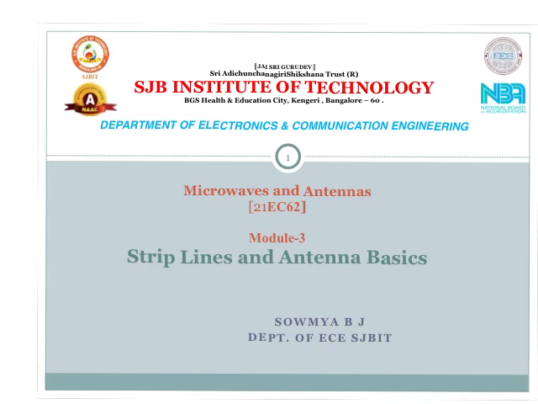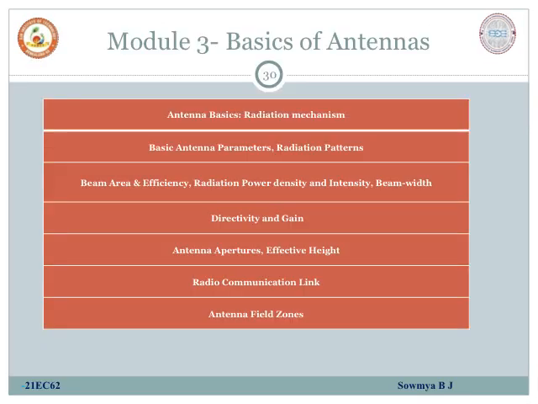In this session, I will be discussing the Module 3 topics of the Microwave and Antenna subject. This session is dedicated to Antenna Basics. The topics to be discussed are radiation mechanism, basic antenna parameters like radiation patterns, beam area and efficiency, radiation power density and intensity, beam width, directivity and gain, antenna apertures, effective height, the radio communication link, and finally antenna field zones.